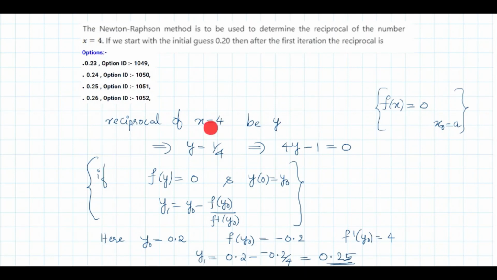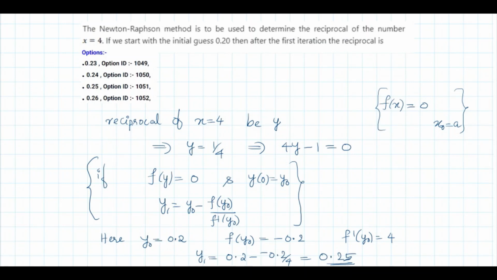So the first thing you have to do is to make an equation. Let the reciprocal of x equal to 4 be y. Then I can write y is equal to 1 by 4. So 4y equal to 1, and 4y minus 1 equal to 0. Now I have an equation. Call this f of y. And the given initial guess is 0.20. You can take it as y naught.